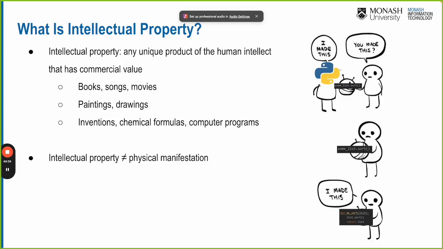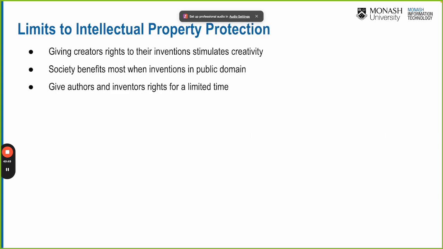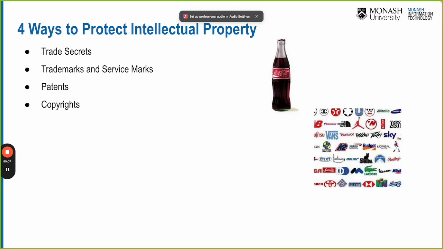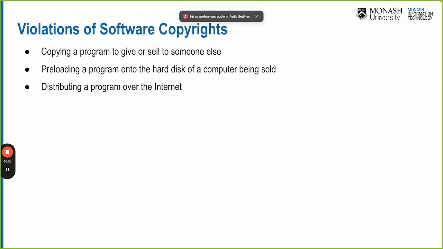That's why they need to register a patent. That's one way to protect intellectual property. Yes, we need to protect intellectual property. However, there are some limitations as well. Normally IP protection only gives the creator rights to their invention and stimulates creativity. Anyway, I'm going to jump to copyright, fair use, and software copyright.